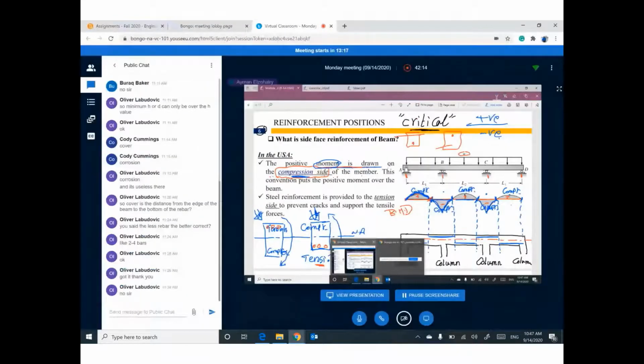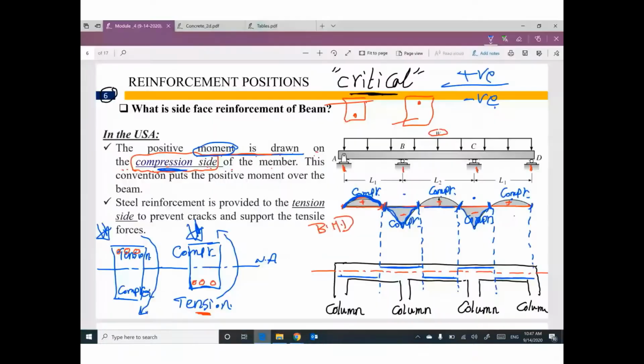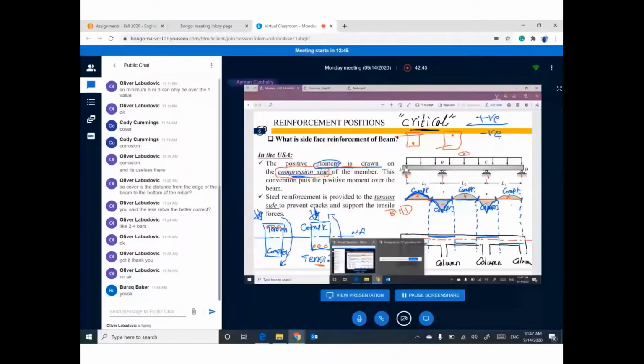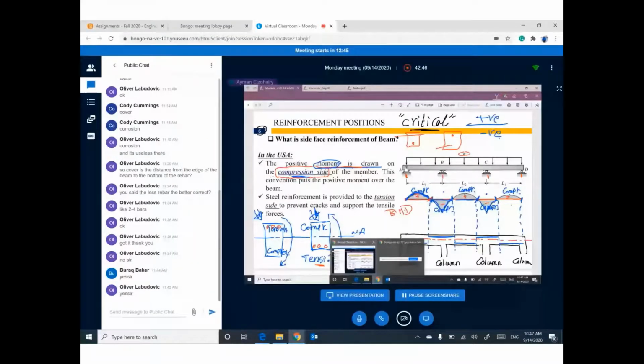Guys, did you get it? It looks like you are playing. Once you draw your bending moment diagram, the bending moment diagram can tell you where the compression side is. So I can figure out the tension side on the other side. Guys, did you get it? Okay.